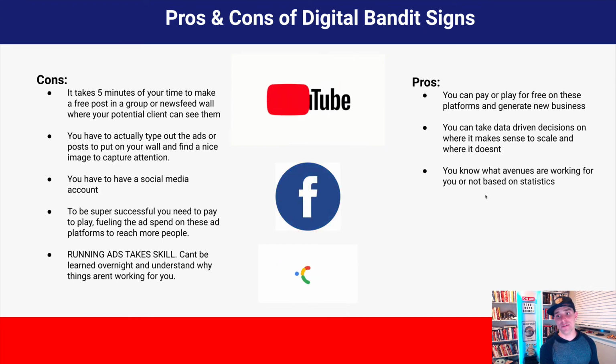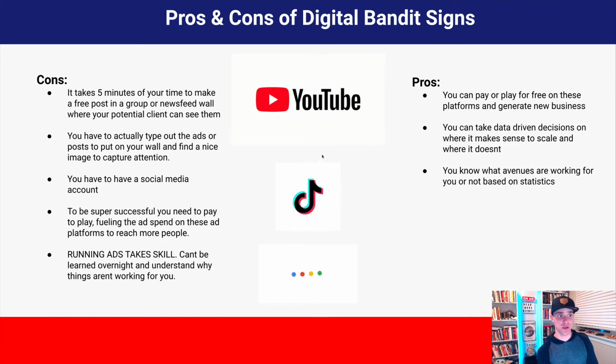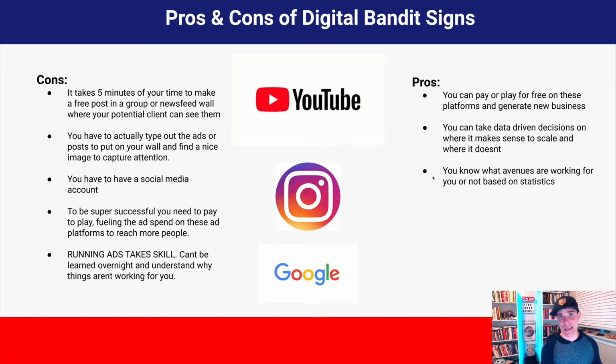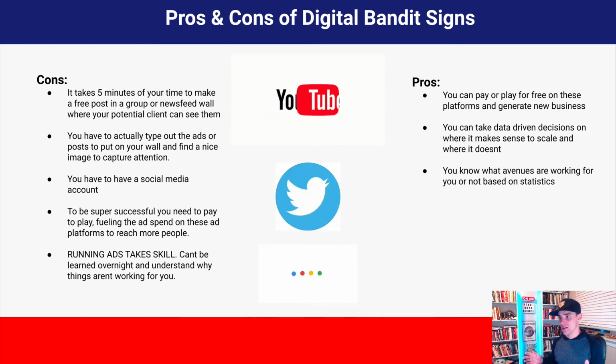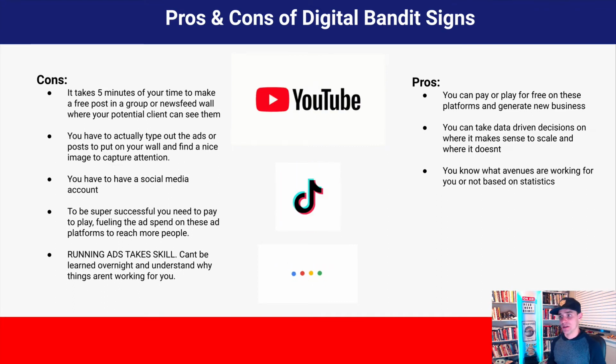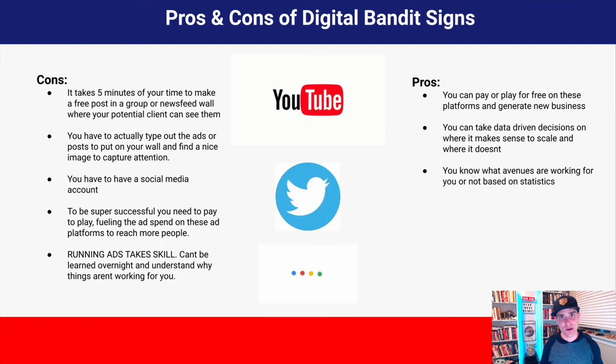Now, what avenues are working for you or not, based on statistics and not emotions? If you're running a physical bandit sign campaign, and you place it on this corner and then come and visit it and you don't see it there, you're going to get emotional about it and tell yourself, that will never work. That bandit sign will never work in that corner ever, and you'll never put that bandit sign there again.